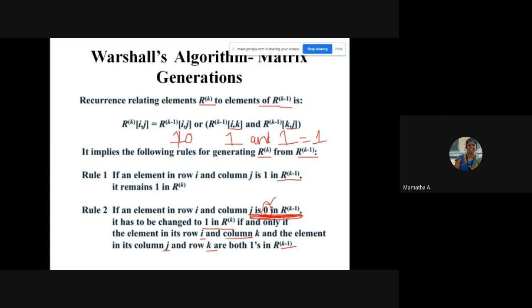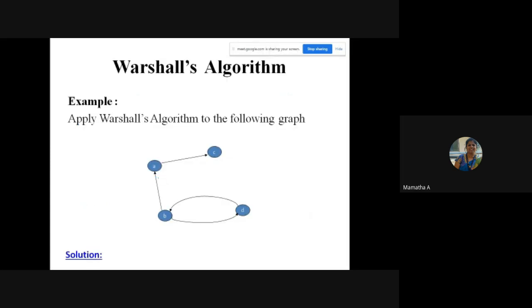Okay, so we'll solve the problem, then you will be more clear. The same example which I had told you in the last class. So we'll take the same example and try to solve it. Now just tell me, I have 4 vertices here. So how many matrices should I generate? R0, starting from R0 till where?